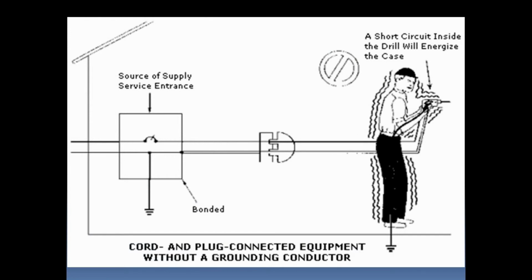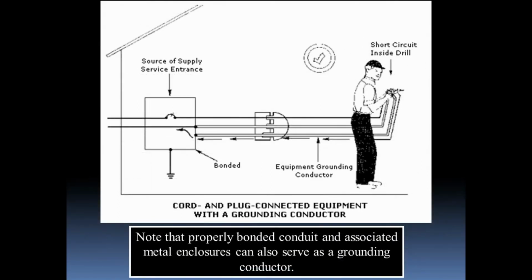The diagram illustrates cord and plug connected equipment without a grounding conductor. Also shown is the diagram of cord and plug connected equipment with a grounding conductor. Note that properly bonded conduit and associated metal enclosures can also serve as a grounding conductor.